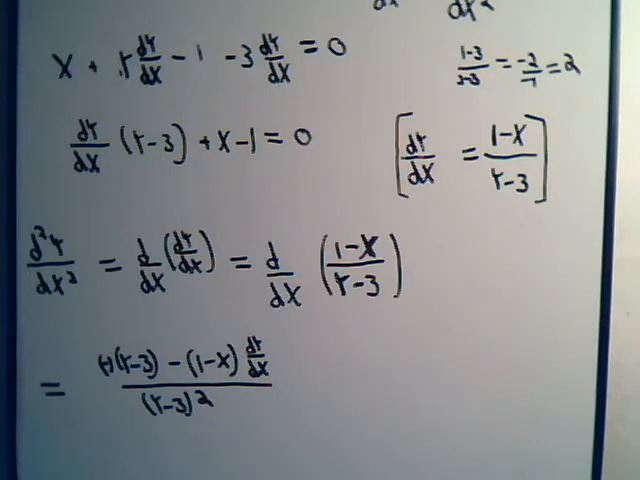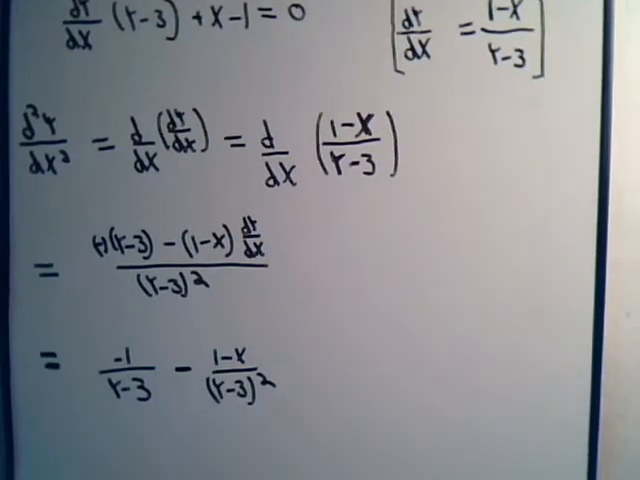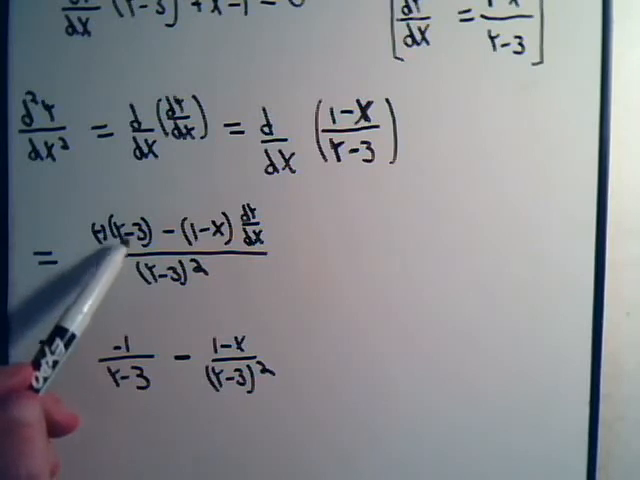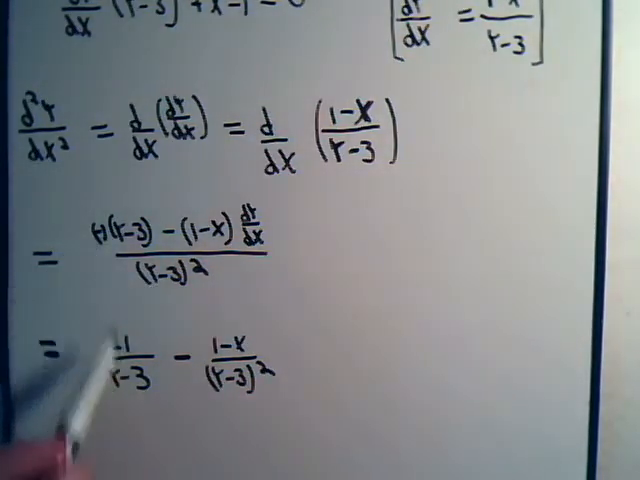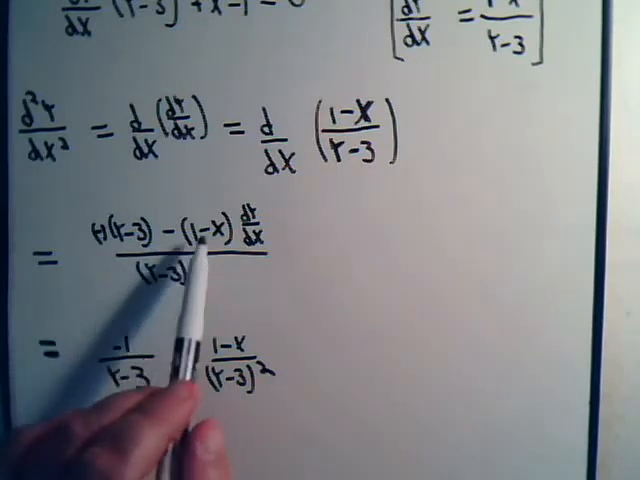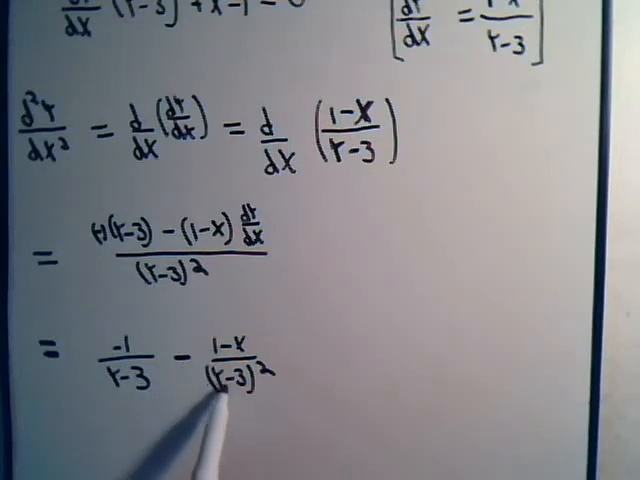So this expression here will equal y minus 3 divided by y minus 3 squared. That's going to be minus 1 divided by y minus 3. That comes from this. Then we have minus 1 minus x divided by y minus 3 squared. Here we took this and divided it by this, so that's minus 1 over y minus 3. Then we have minus this part, this divided by this, and minus x divided by y minus 3 squared.